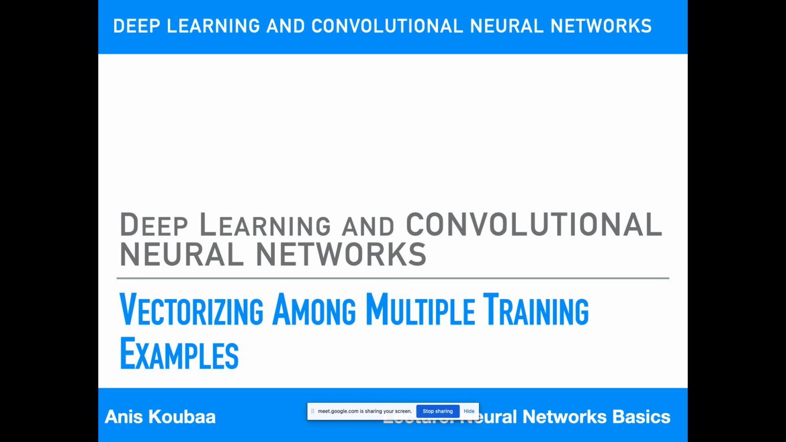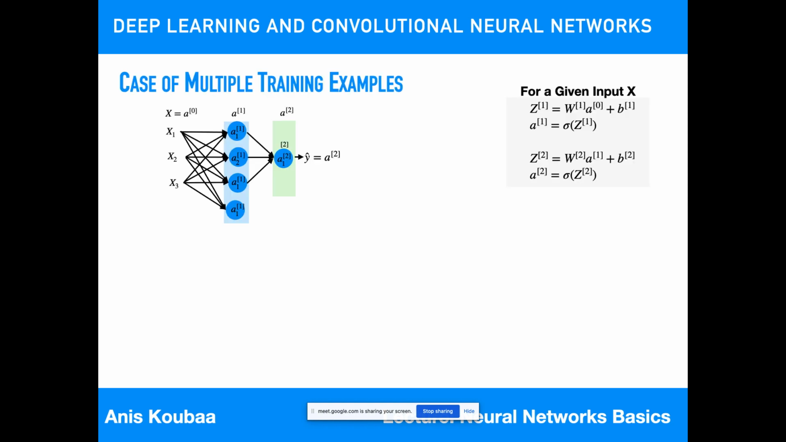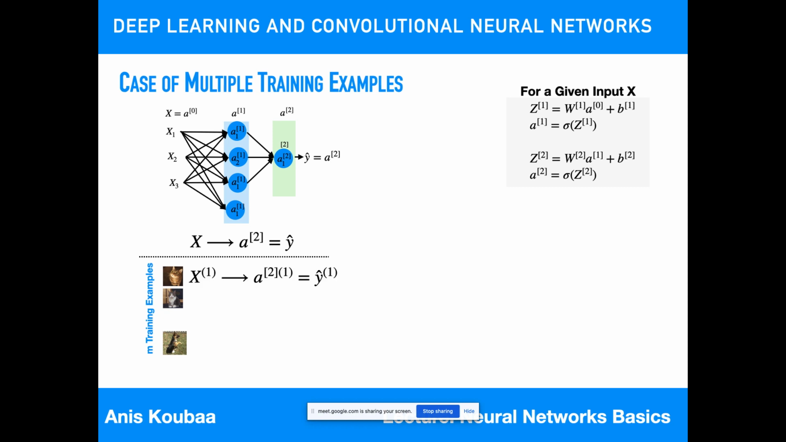Okay, now let's look at the case of vectorizing among multiple training examples. So far we have talked about one training example. We have only one image which contains 3 pixels, x1, x2, x3. For every x, we are going to calculate one prediction, A2 or y hat. Now imagine that you have M training examples. You have several images. For every image, you will do the same thing. So for the first image, you will calculate A2 for the first image.